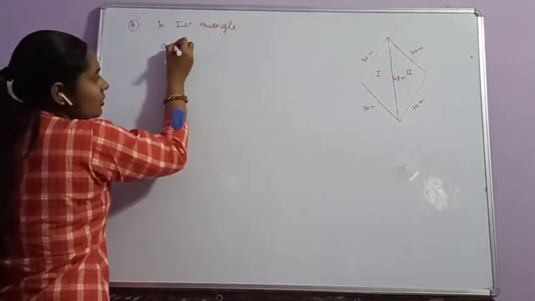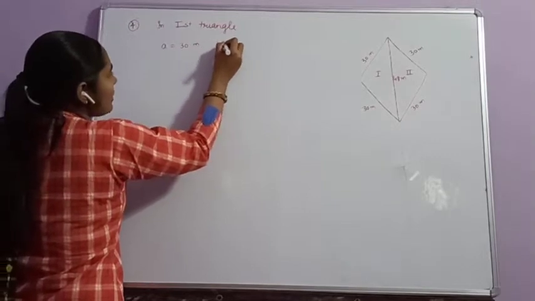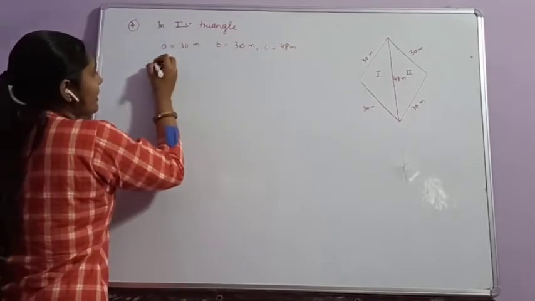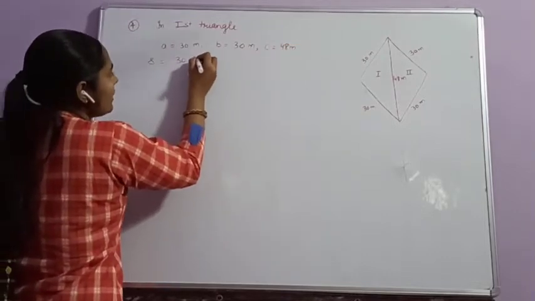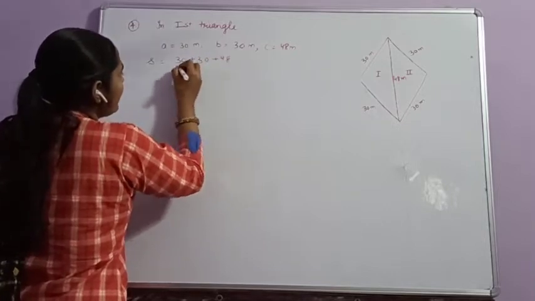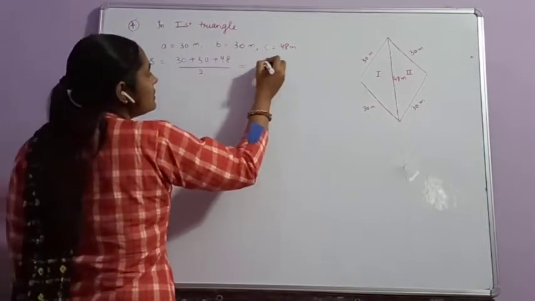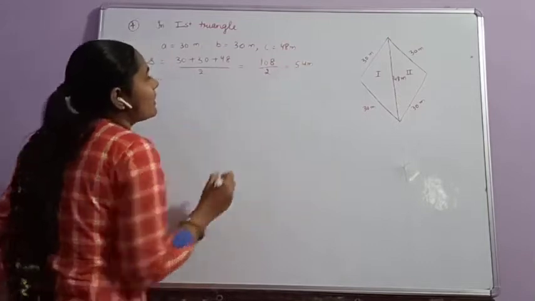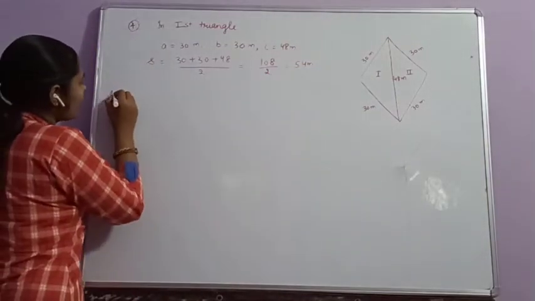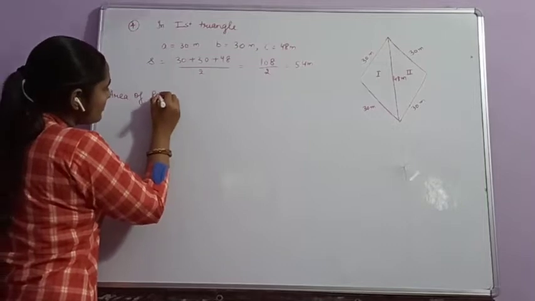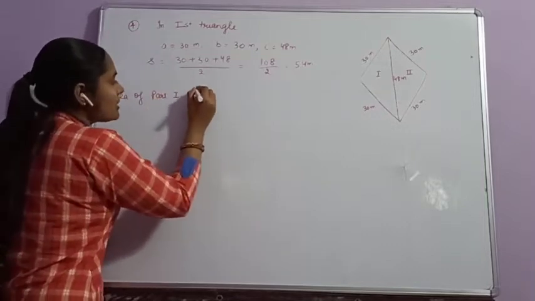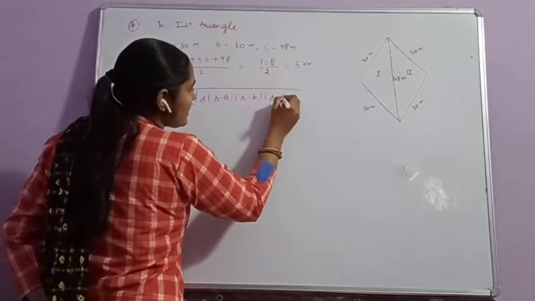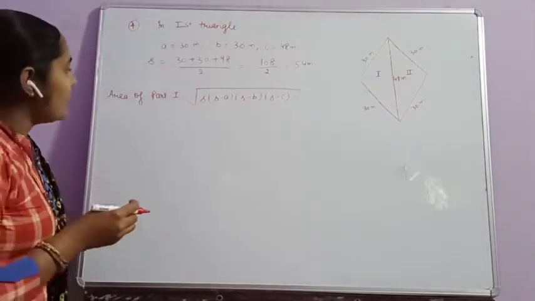sides are A is equal to 30 meter, B is equal to 30 meter and C is equal to 48 meter. S will be A plus B plus C divided by 2, that is equal to 108 by 2, that is equal to 54 meter. Clear? Now area of part 1, that is equal to square root of S into S minus A into S minus B into S minus C.